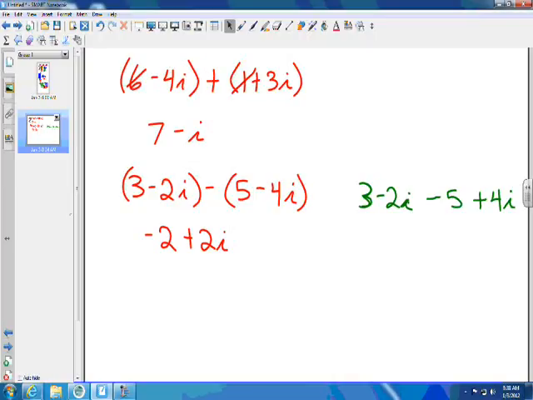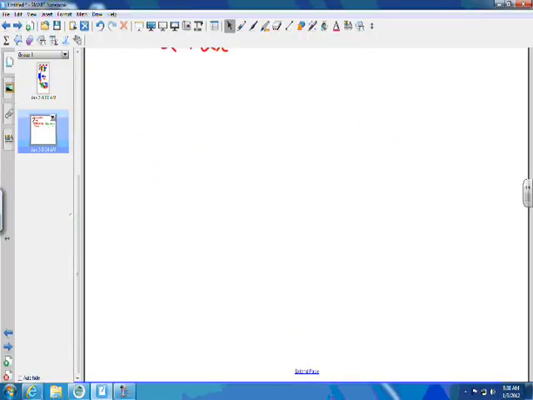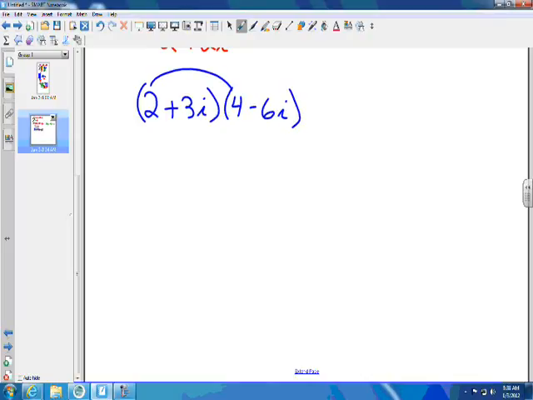They don't have any FOIL examples, so I'll just make one up because you'll have them in your homework. 2 plus 3i times 4 minus 6i. So now your operation is multiplication. You have two binomials, so you should be familiar with FOILing. So you multiply the first, that's what the F stands for. So 2 times 4 would give you what? 8. That's the first. And then you would multiply the outside numbers.